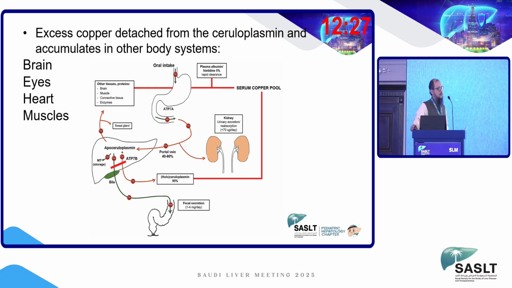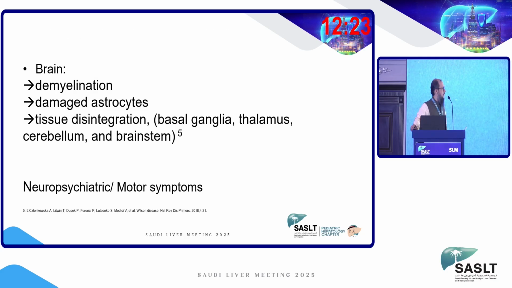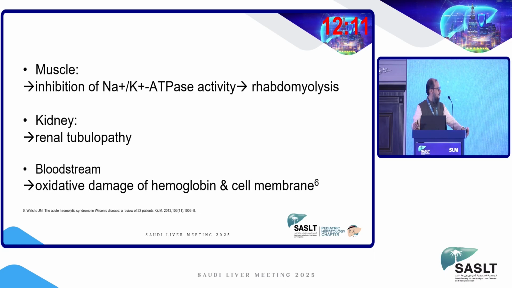The rest of the copper which goes into the serum deposits in the brain, the eyes, the heart, and the rest of the muscles. So in the brain, it affects the basal ganglia and the rest of the cells, causing the neuropsychiatric and neurological Wilson disease that we know of. In the muscle, it causes rhabdomyolysis, it causes renal tubulopathy, and in the bloodstream, it causes oxidative damage of the hemoglobin and the cell membrane, causing the red cells to rupture. Thereby, we see the hemolytic anemia, which is Coombs negative, classical of Wilson disease.